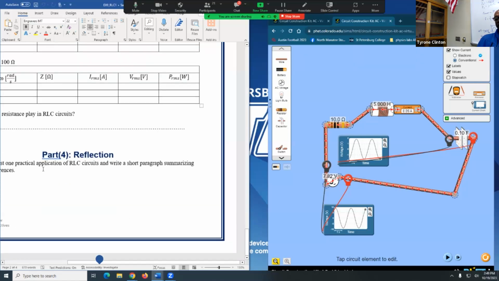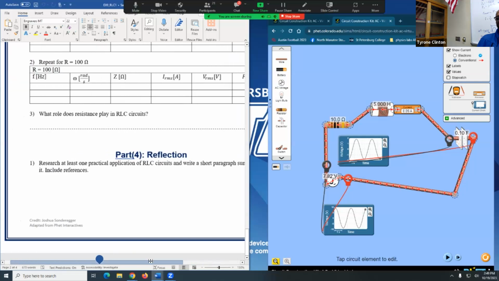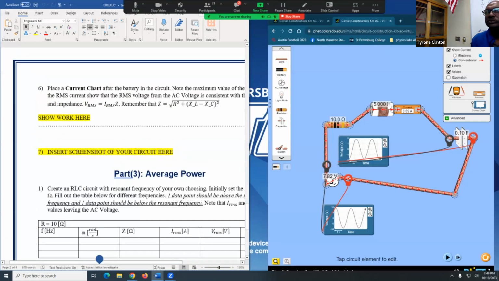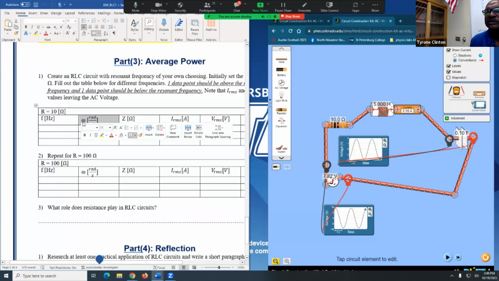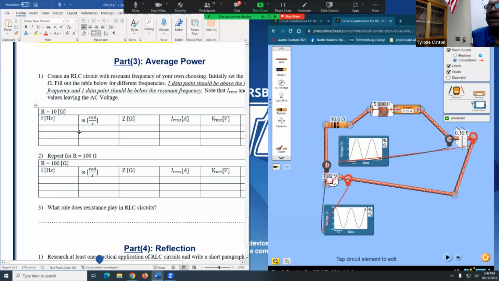Go ahead. Can you please go over the resonance part again of part 3? I don't really understand that. Okay. So resonance. This part right here for resonance. Okay. So the resonance is going to be found by first you're going to figure out the period.